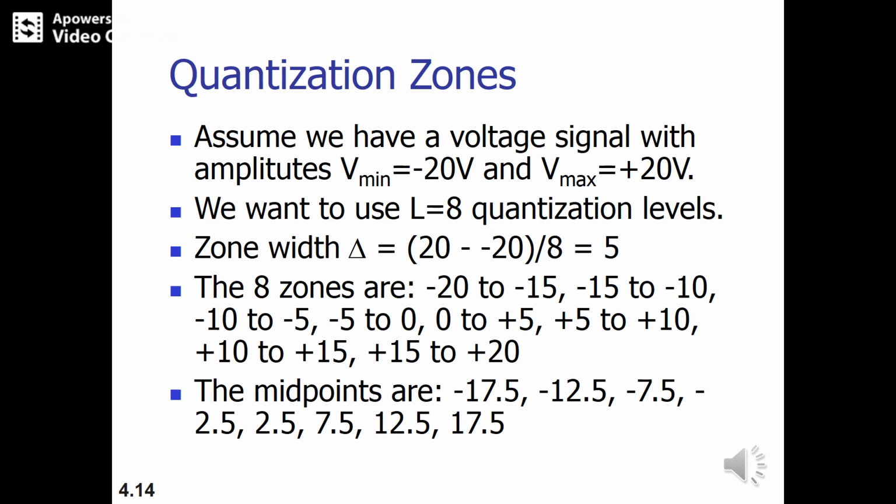So for example, if you have V minimum equal to minus 20 and V max equal to plus 20, and we want to use the level L or zone L is equal to 8 as the quantization level, the zone width delta is equal to 20 minus minus 20, that is 40 by 8, so that is equal to 5. So we can define different zones with this particular height, that is 5.